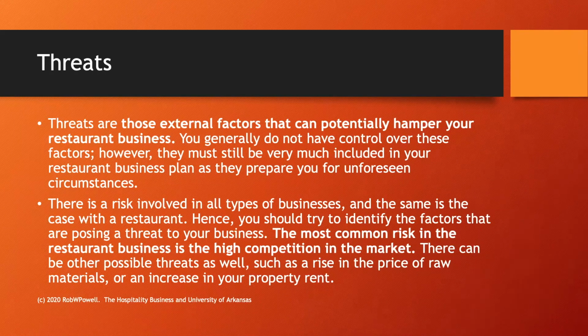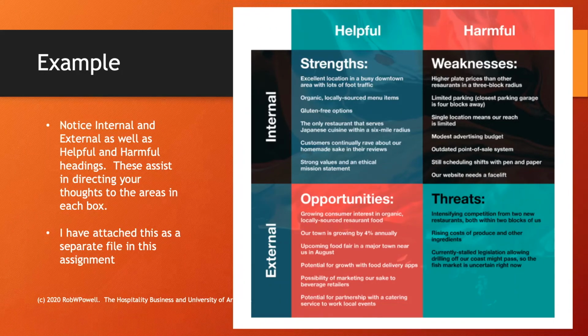Now, here's an example, and I have included this in a PDF. This is the example of an actual restaurant called Chopsticks, and it was in Biloxi, at Grand Casino Biloxi. So take a look at that PDF that is included here. And notice that I've put internal and external as well as helpful and harmful headings. These can assist you in directing your thoughts in these areas for each box. And like I said, I've attached this in a separate file.